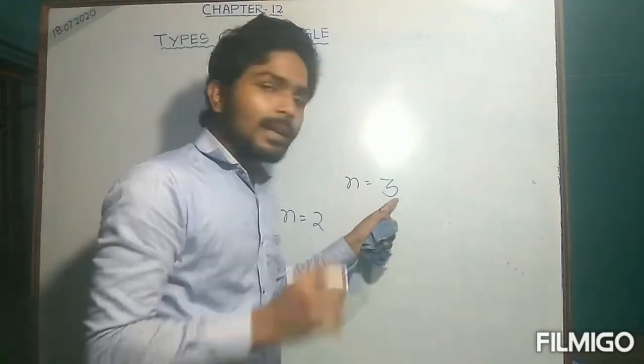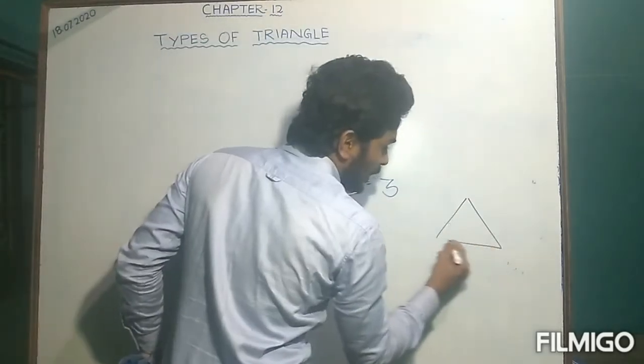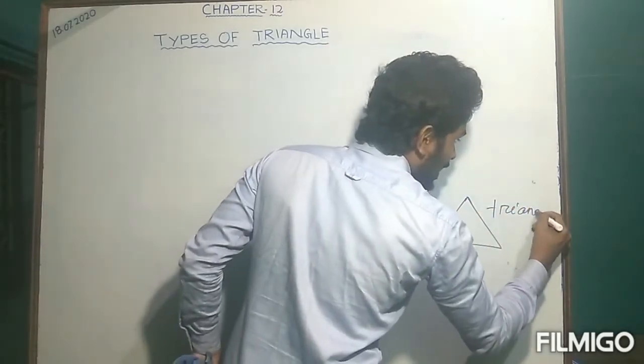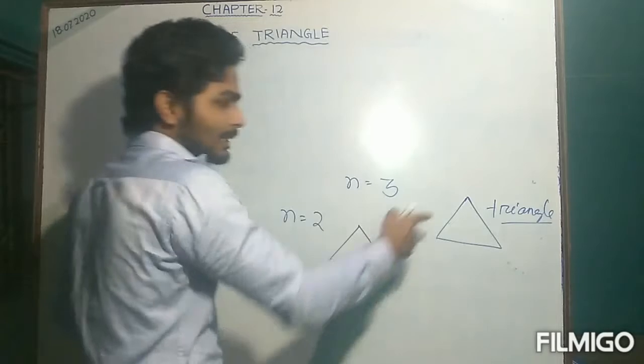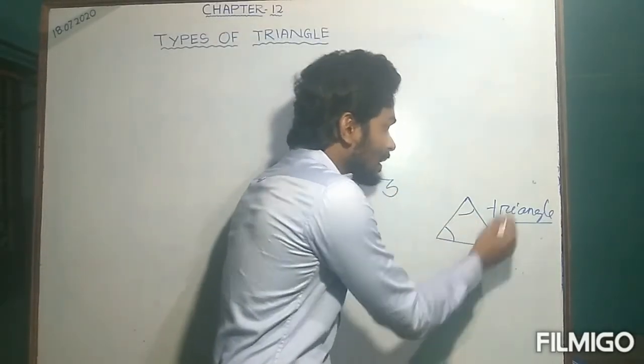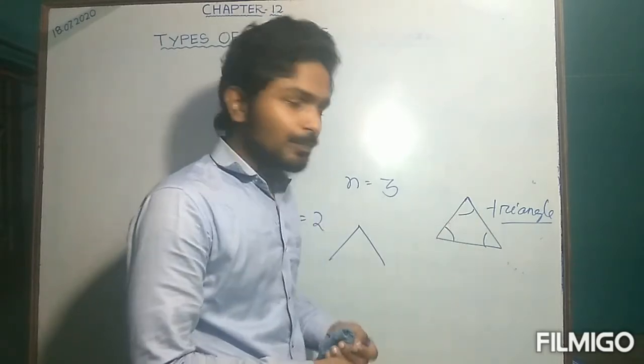So to form a polygon we need at least three sides, so that it forms a closed figure, and that figure is known as a triangle. This triangle has how many interior angles? It has three interior angles. How many exterior angles? It also has three exterior angles.